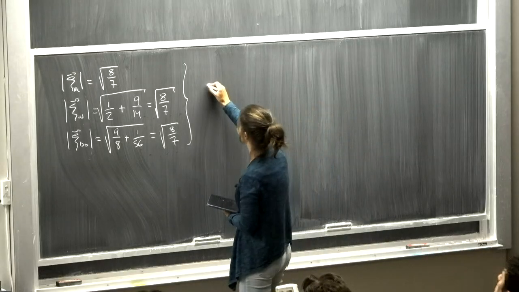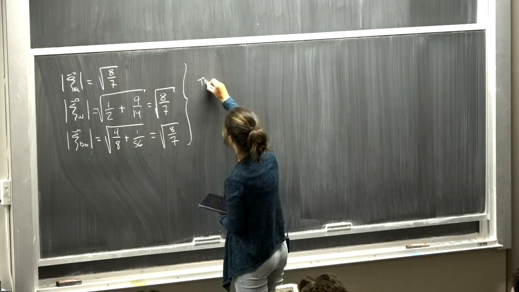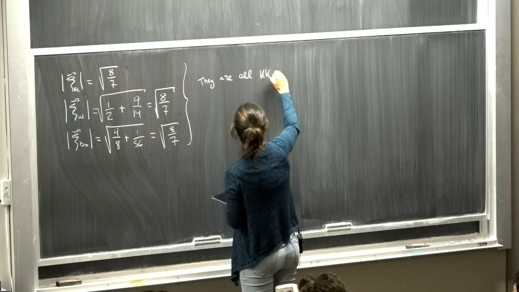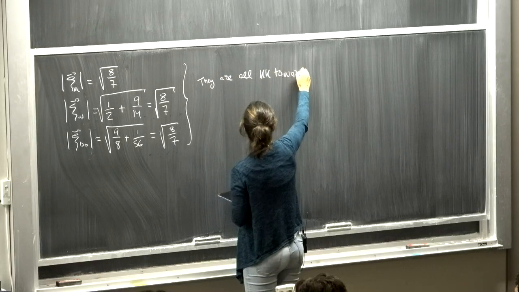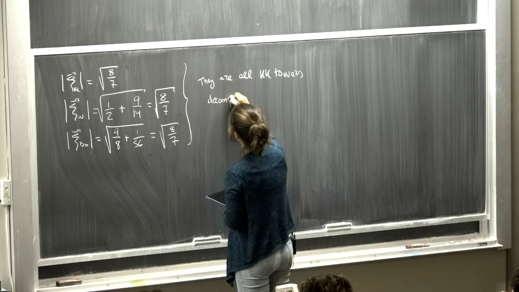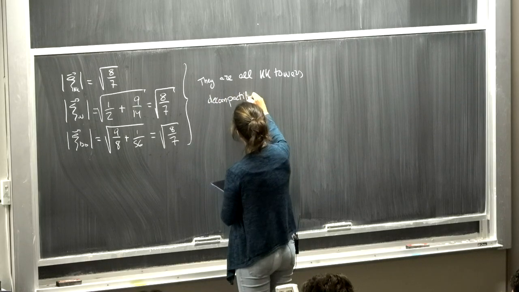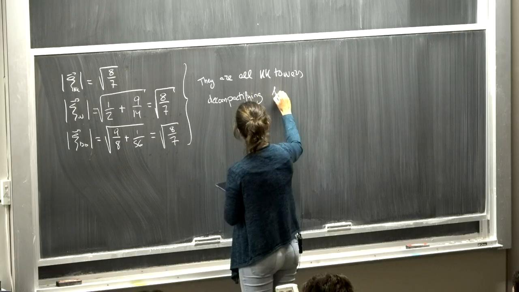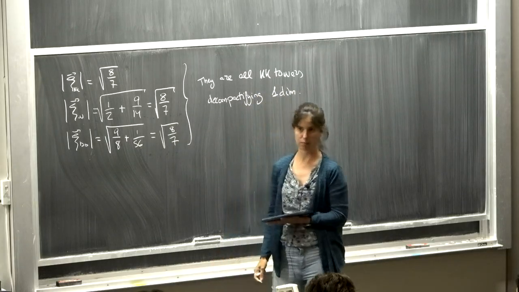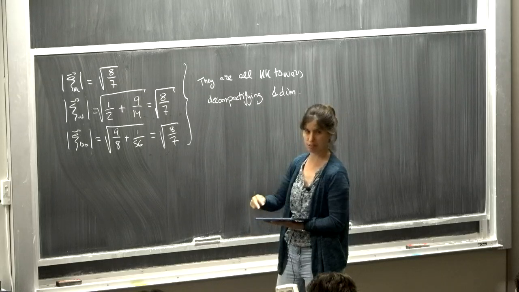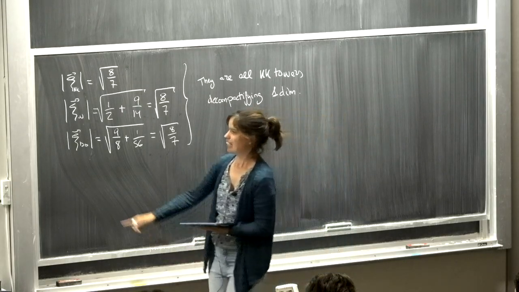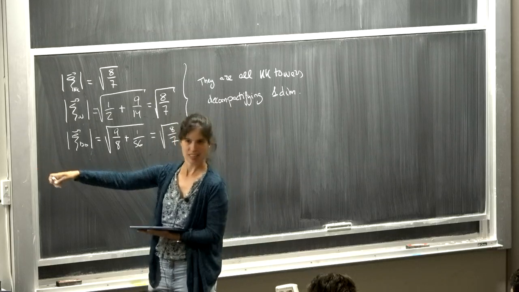So they are all the same because they are all Kaluza-Klein towers decompactifying one dimension, one compact space, a one-dimensional compact space, which is the circle in this case. Okay. Now, what happened with the string? Okay, I forgot the string.